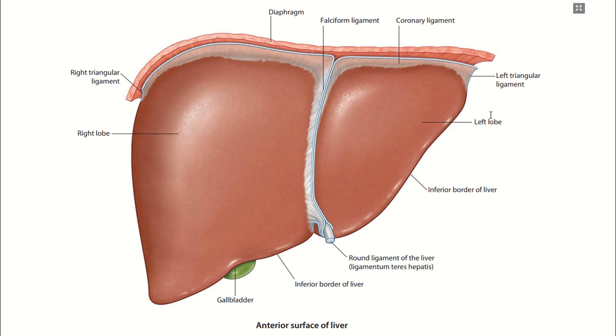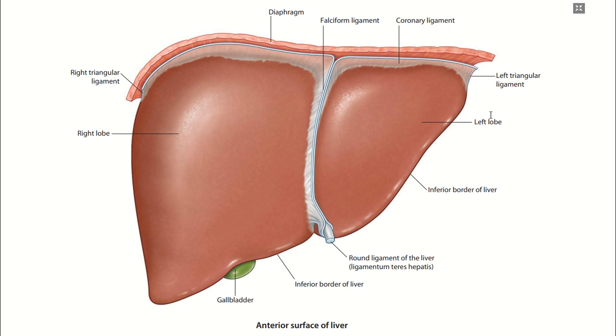It is also an exocrine and endocrine gland, which is involved in the synthesis of proteins, your albumin, your plasma proteins. It also synthesizes bile and stores glycogen. It stores glucose in the form of glycogen. So there are so many functions of the liver. Today we're going to talk about the gross anatomy.